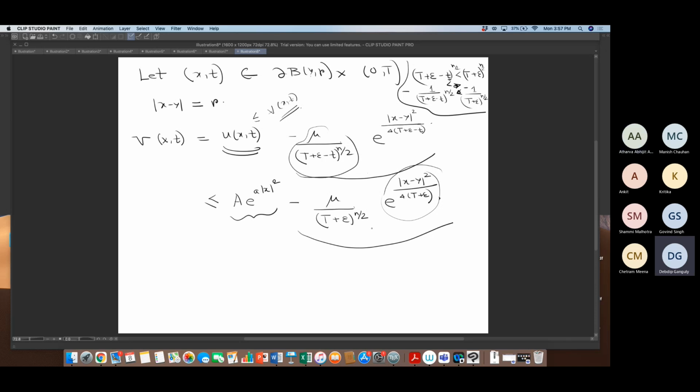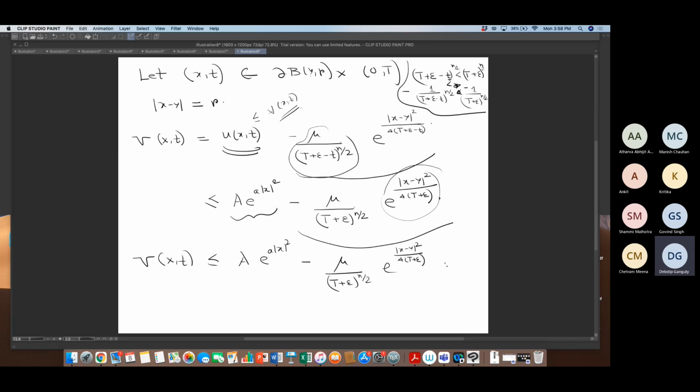That this is a hypothesis. Okay. So what do we have now? V(x, t) is less than A e to the power a |x| squared minus mu over (t plus epsilon) to the power n by 2, times e to the power minus |x minus y| squared by 4(t plus epsilon). This we have obtained. Okay.